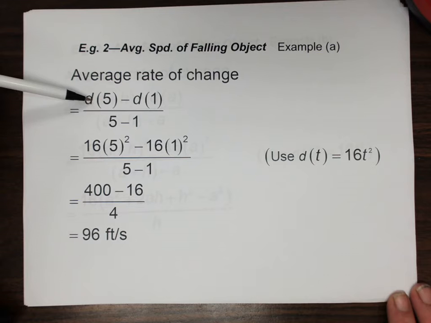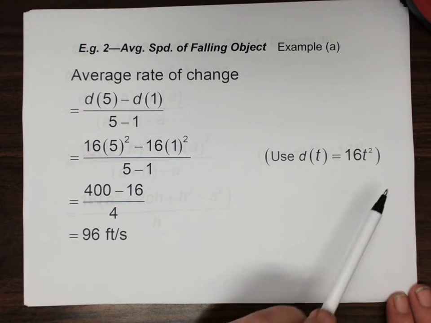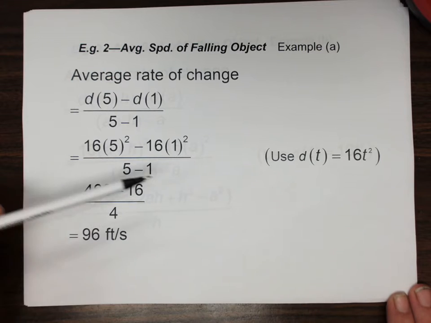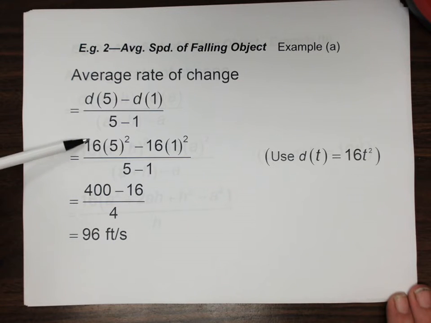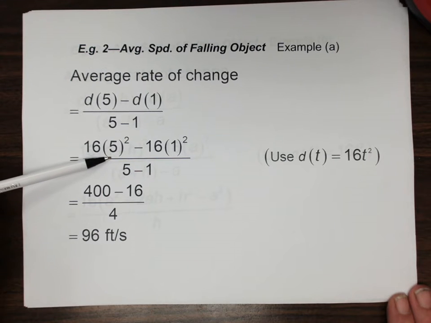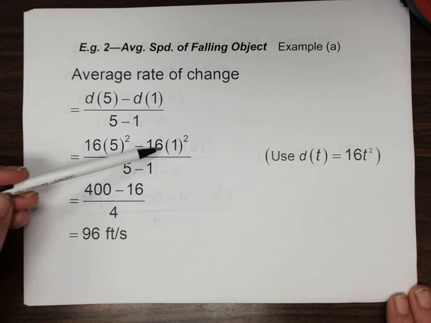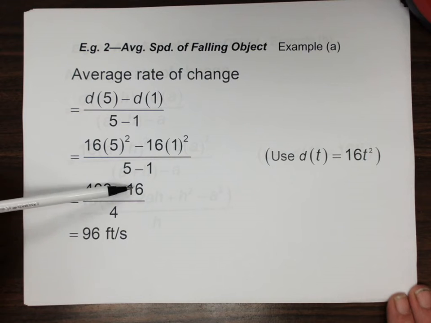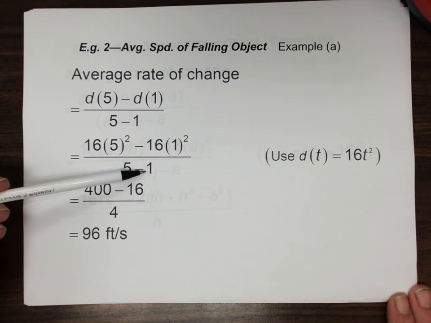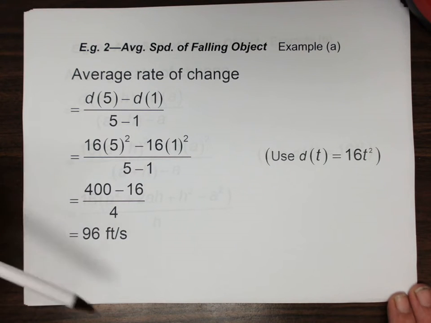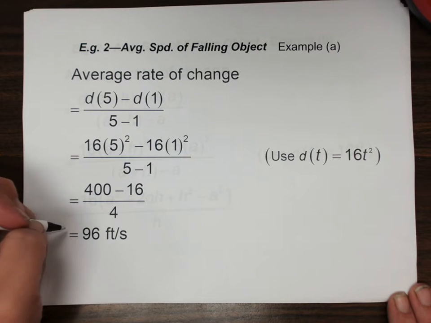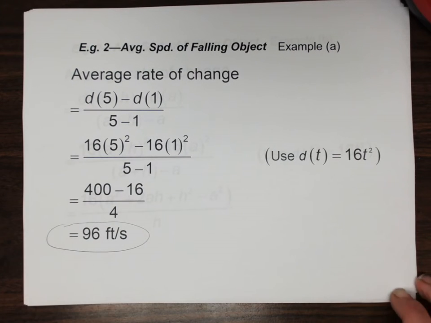It's just dropped off of something. So if we calculate the distance at 5 and the distance at 1, when we're using 16t squared, we do need to be a little careful here, right? This is 16 times 5 squared, so 16 times 25, minus 16 times 1, so we get 400 minus 16, over 5 minus 1. For an average, this is how far we've fallen, right? That's the speed of this falling object is 96 feet per second.